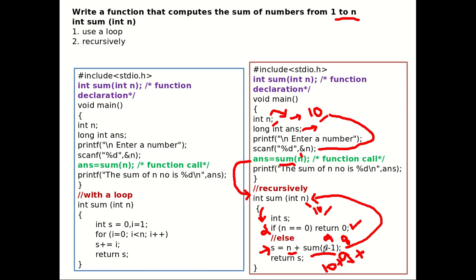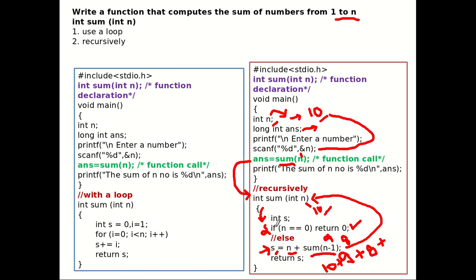Again this statement will be executed. So here now it becomes 8. Again we will call the same function. So this will be repeated until the value of n equals 0. At that time, this particular variable will be holding the sum of n numbers.